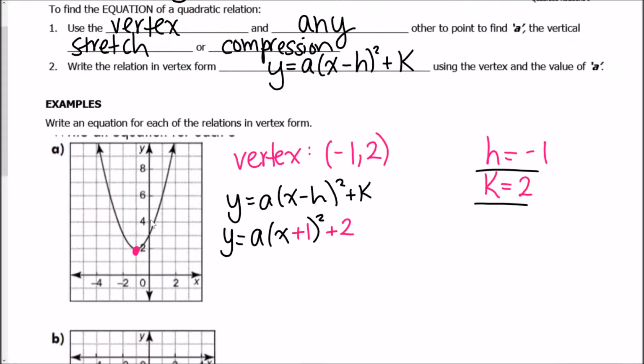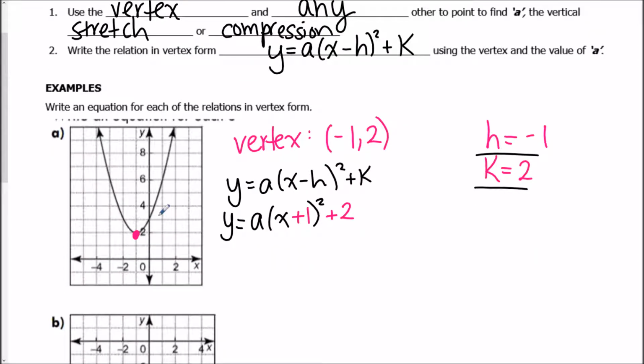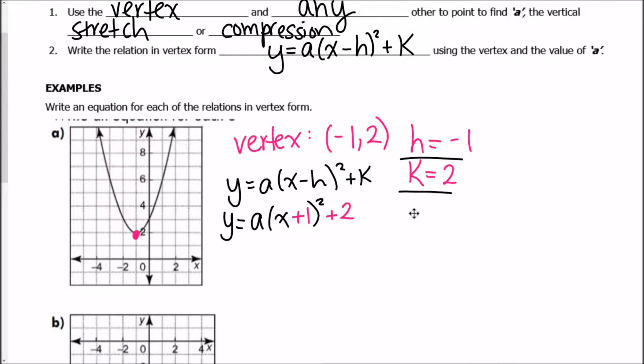Okay? Now that I've done that, the next thing that I need to do is plug in a point to figure out what our A value is going to be. So let's rewrite this here. Y equals A times x plus 1 squared plus 2. And let's look at our graph and find another point. We can choose any point we want. So I see here that this is a nice easy point right here. My y-intercept is at 0, 3.